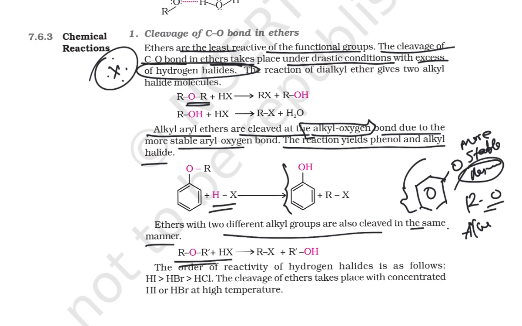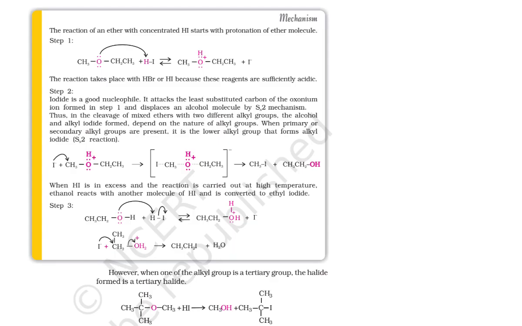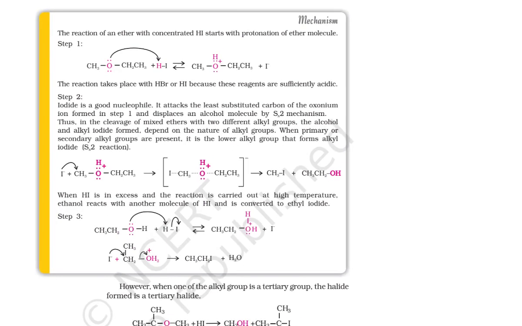The order of reactivity of hydrogen halides is as follows. So this is the order. The cleavage of ether takes place with concentrated HI or HBr at high temperature. Next is the mechanism of the cleavage reaction. The reaction of an ether with concentrated HI starts with protonation of the ether. So the first step is protonation. The reaction takes place with HBr or HI because these reagents are sufficiently acidic. Then step 2, the iodide is a good nucleophile.